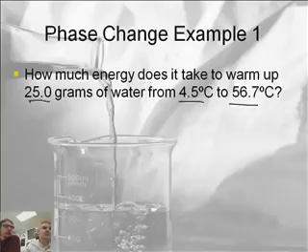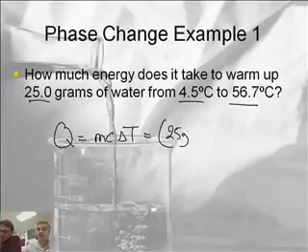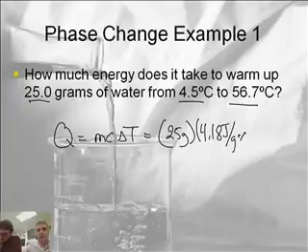This is an easy problem, Mr. Sams. So Q is equal to MC delta T. So the mass is 25 grams. Now this is water, so this is 4.18 joules per gram degrees Celsius times my change in temperature.